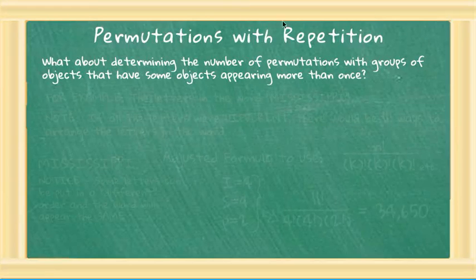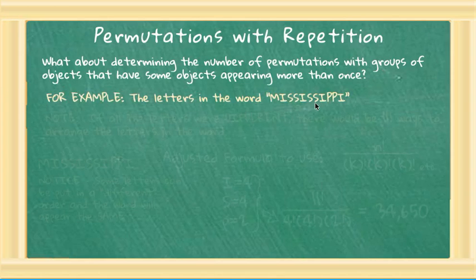Okay, finally, the last thing I want to talk about with regards to these permutations and combinations is permutations with repetition. And here's what I mean by that. What if we're determining the number of permutations with this group of objects, and some of them are appearing more than once? Okay, so we do care about the order, but there are objects that I'm picking from, and some of them occur more than one time in there.